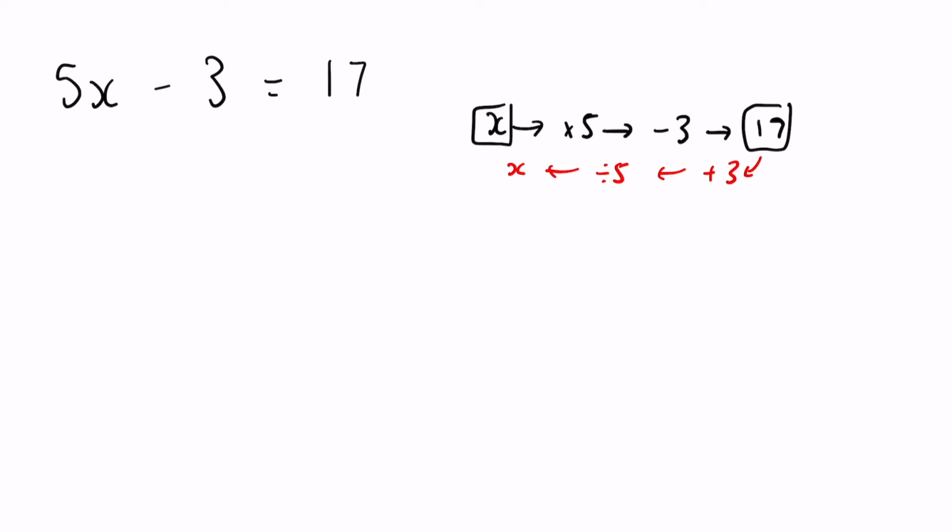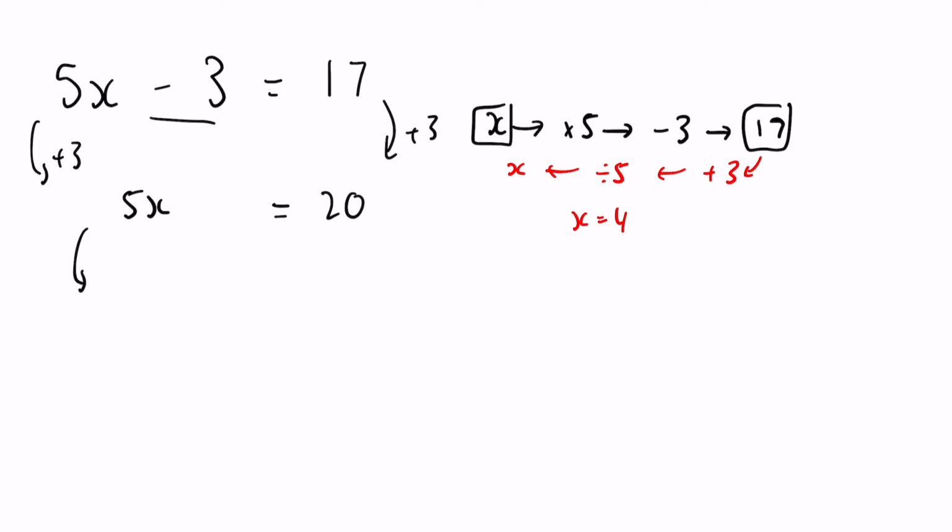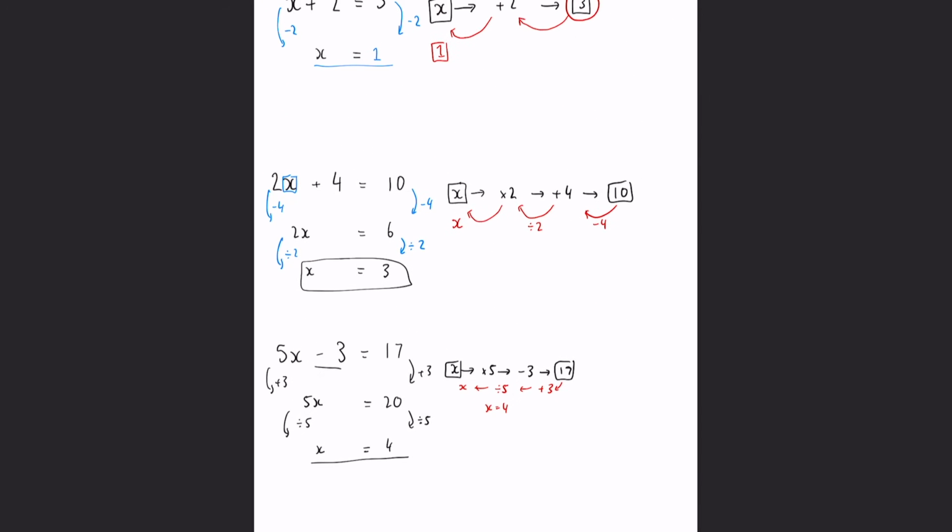So 17 add 3 gives us 20. Divide that by 5 is 4. So x equals 4. Again, if you want to show that in a good exam technique, we want to add 3 first to both sides because this will remove this 3 here, leaving us with 5x equals 20. And because it's 5 multiplied by x, we want to divide by 5 instead. So x equals 4. Just like that, we get the same answer both times.